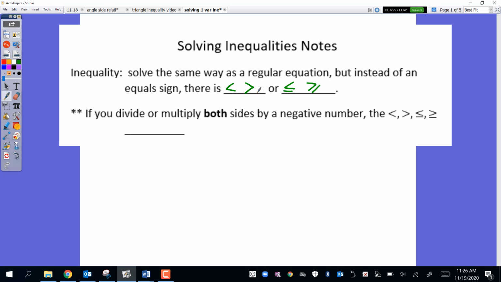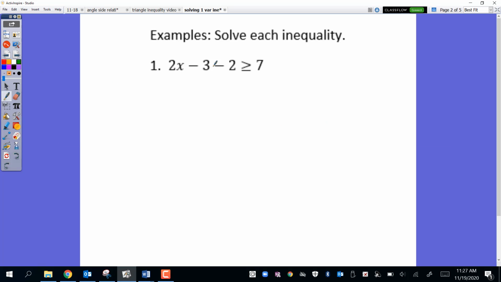And so you're going to solve it the same way, but the only difference is if you're dividing by a negative number, this symbol is going to flip. Only if you divide both sides by a negative number. If you divide by a positive number, then it stays how it is. So let's look at some of these examples.